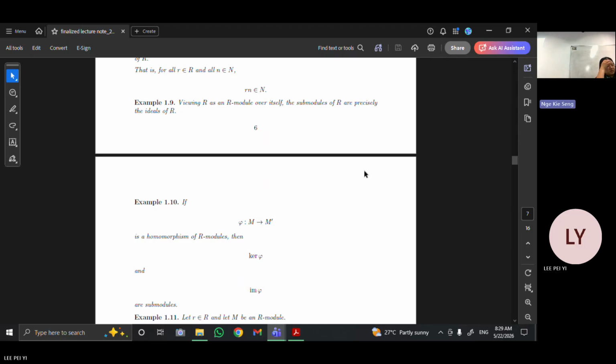And next example, viewing R as an R module over itself, the submodules of R are exactly the ideals of R. This example connects module theory directly with ring theory, and an ideal is simply a submodule of the regular module R, and thus ideals can be studied using module theoretic techniques.